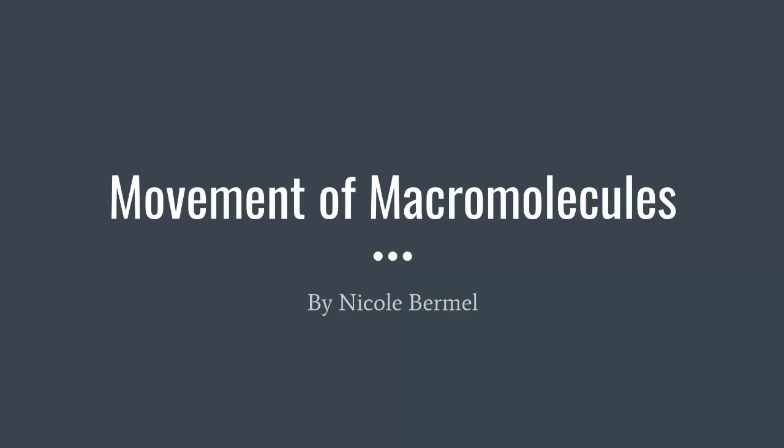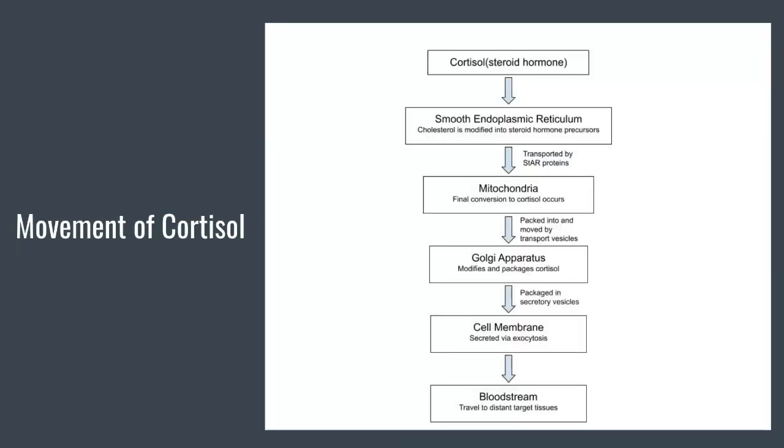I'm making this video to do my Module 4 application activity, where I go over the movement of macromolecules within the cell. I chose 3 different macromolecules to go over today. We're going to be covering cortisol, glucagon, and actin. Okay, so these are the slides we're going to be discussing today, and like I said, we're covering the topic of movement of macromolecules. The first one we're going to look at today is cortisol, which is a steroid hormone.